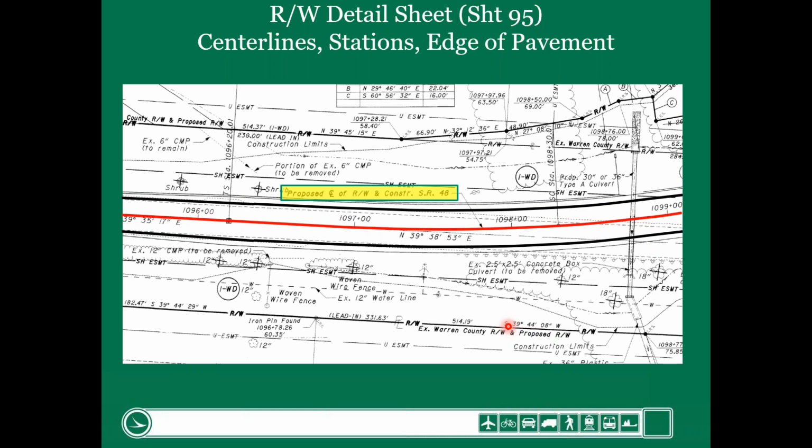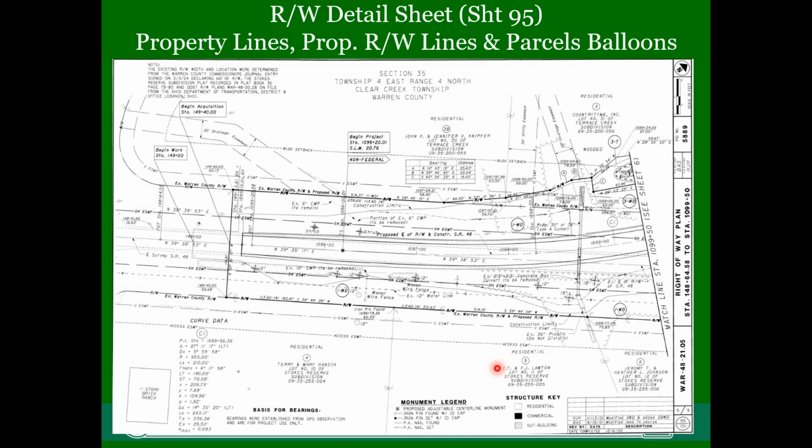It certainly doesn't hurt to identify the proposed edges of pavement, and it wouldn't hurt, if it's a realignment, to identify this dashed red line as the old right-of-way, center line of right-of-way. So identify that in the old alignment. I encourage you to do that. Everything will eventually make more sense if you understand where the existing and the proposed are at.